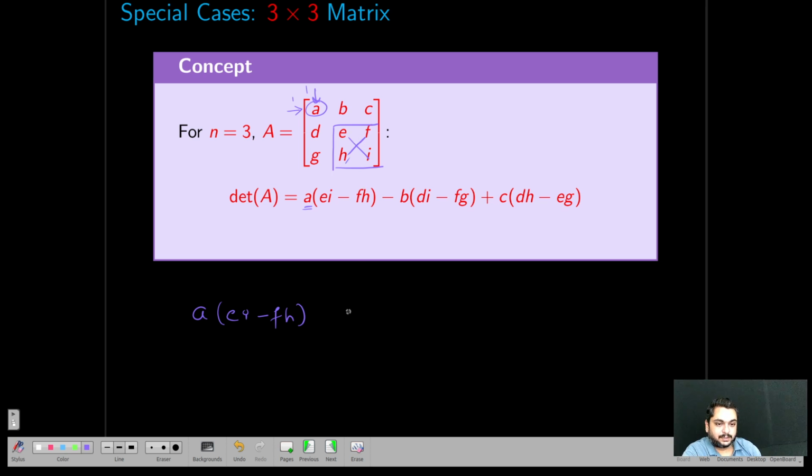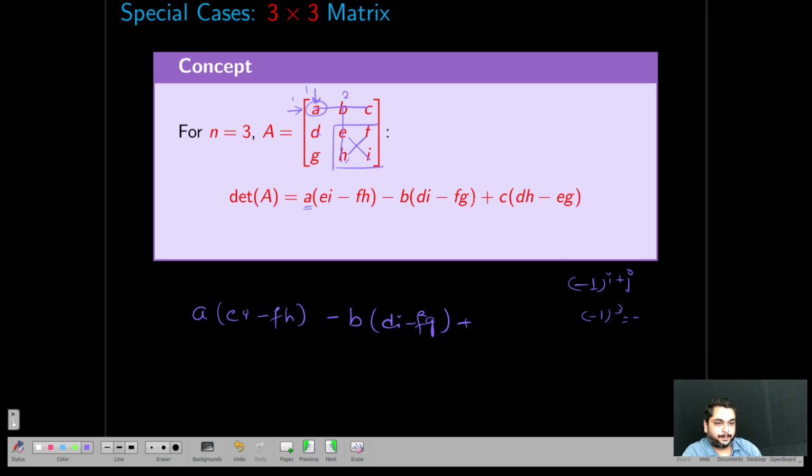Then the second cofactor will be B. I have to do minus 1 to the power i plus j. This is 1, this is 2, so it is 3, and minus 1 power 3 is minus 1, so I'll get negative. That's why minus B. If I take this B, this row and this column will be ignored. So I have to take DI minus GF, or FG.